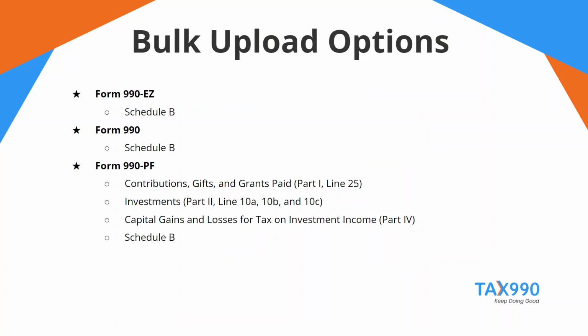Using our form-based filing format, we provide the option to bulk upload for the following forms and sections. For Form 990EZ, you can use our bulk upload feature on Schedule B. For Form 990, you can use our bulk upload feature on Schedule B. And on Form 990PF, you can use the bulk upload feature for several different sections, including Part 1, Line 25, to list contributions, gifts, and grants paid. Part 2, Lines 10A through C, to list investments. And Part 4 for capital gains and losses for tax on investment income.